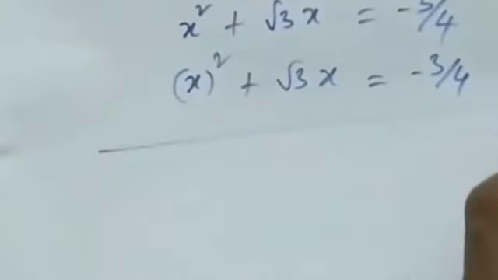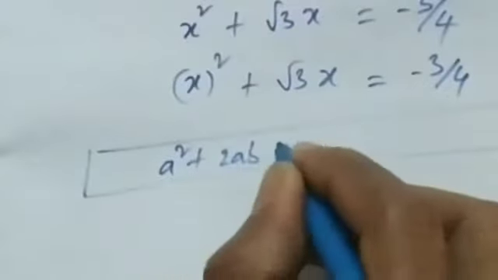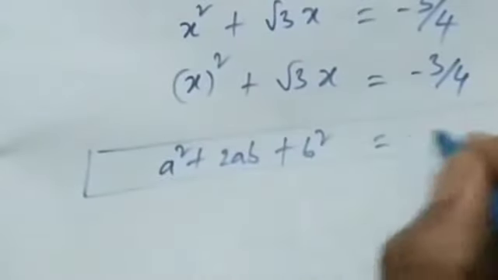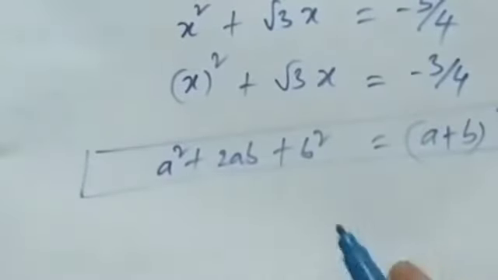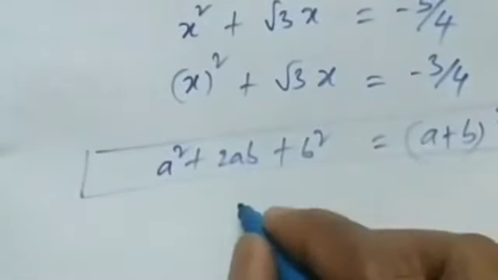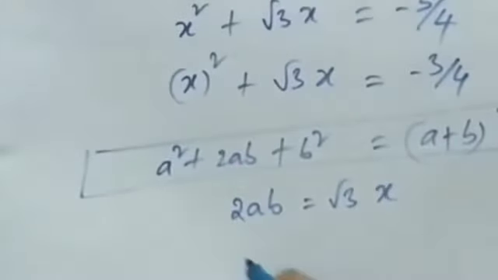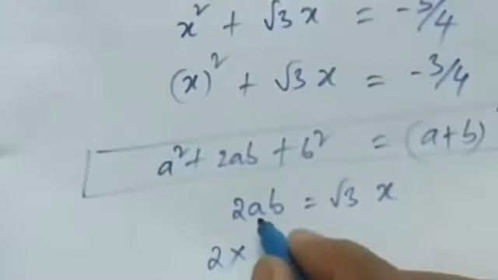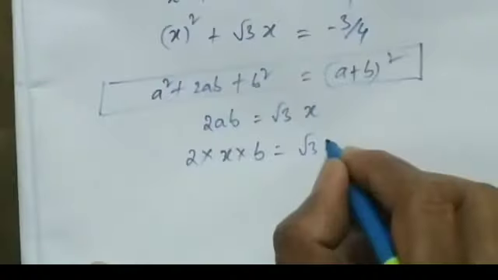So x becomes x whole square. So a square plus 2ab plus b square equals a plus b whole square. This is the formula. Now 2ab equals root 3x. What is a? A means x. B we don't know.